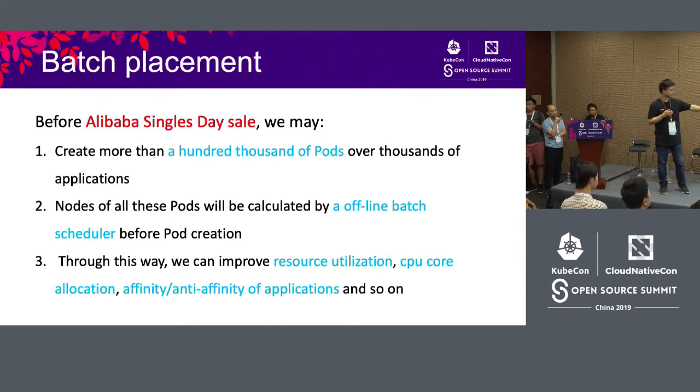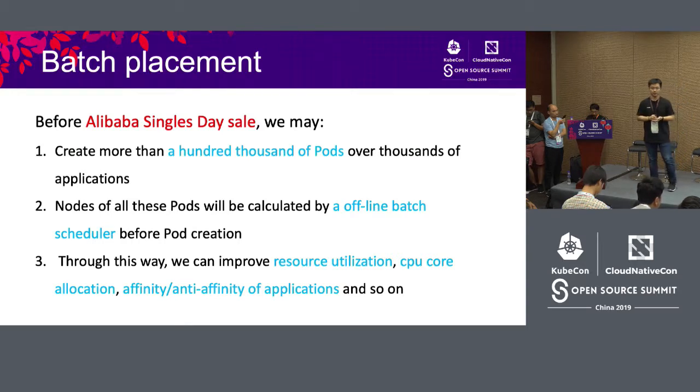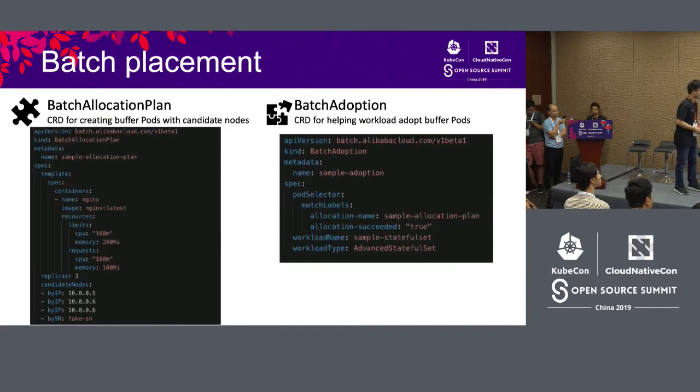So when establishing the nodes, we use an offline scheduler to understand the status quo of the resources, and then matchmake with the hundreds of thousands of pods to enable centralized distribution. And after that, based on the feedback, we use batch placement to enforce the resource distribution.